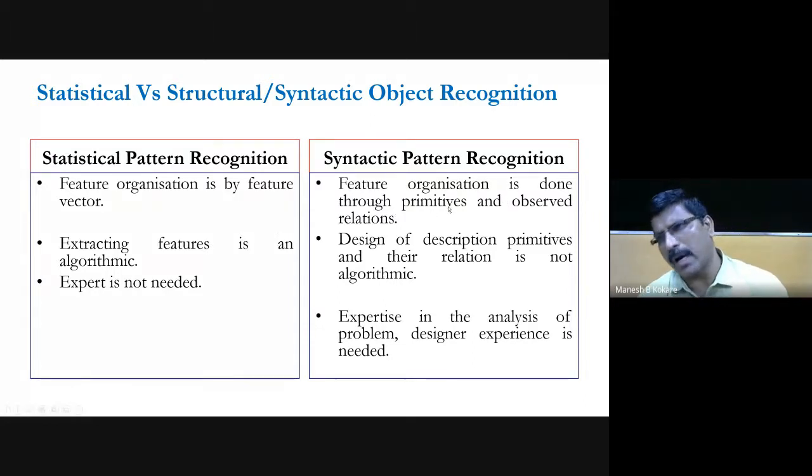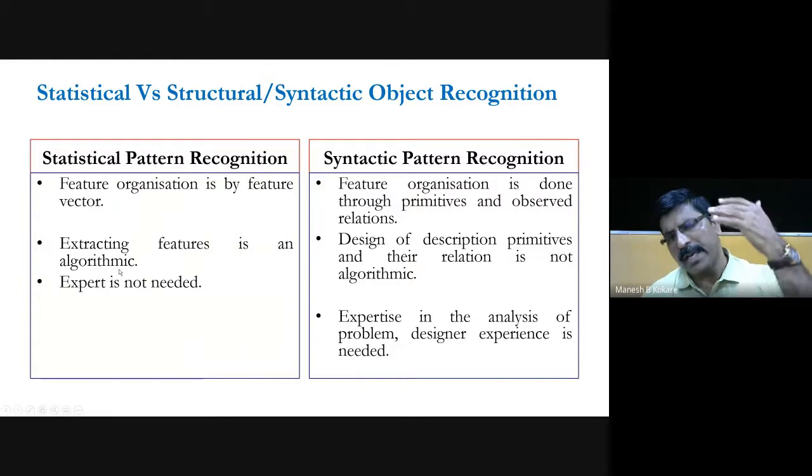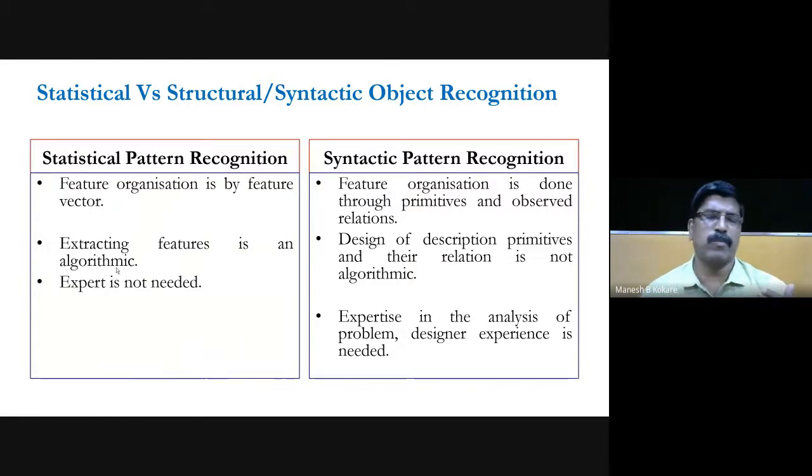So primitives are arranged and observed with their relations. Features are organized as primitives and their relations in the case of structural or syntactic patterns. Here, extracting features is an algorithmic approach. As I said yesterday, for example, you can use the wavelet transform for classification of texture objects.